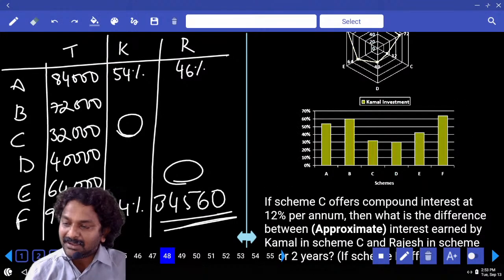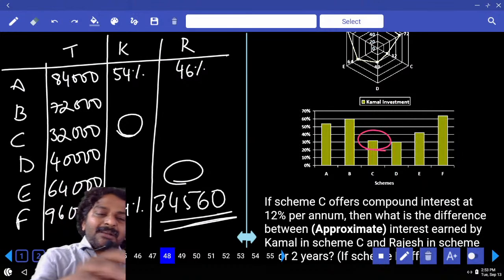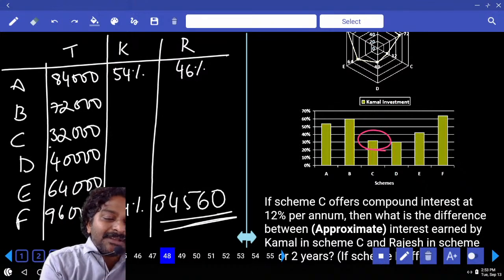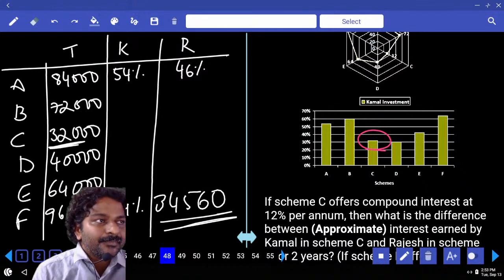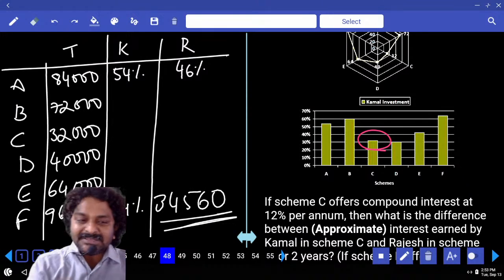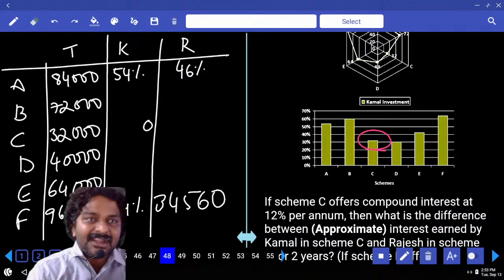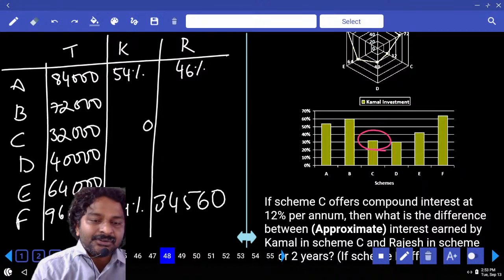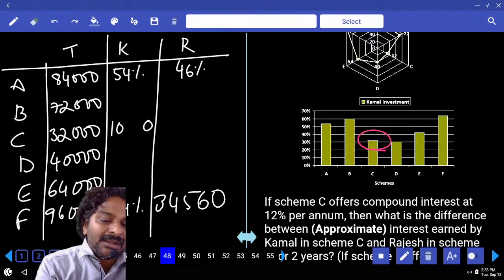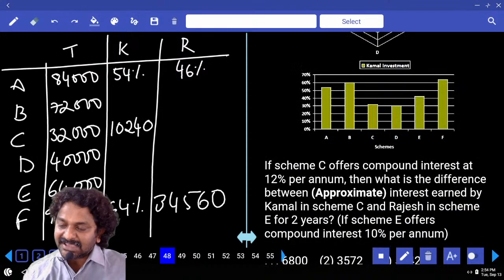C value, Kamal, what is it here? 32%. Come on, what is the 1% value? 32% in the sense 32 into 320 only. 320 has a 0, I'll write 0. 32 into 32, 32 squared, 1024. Yes, right.